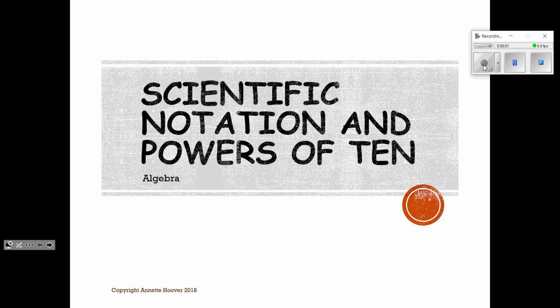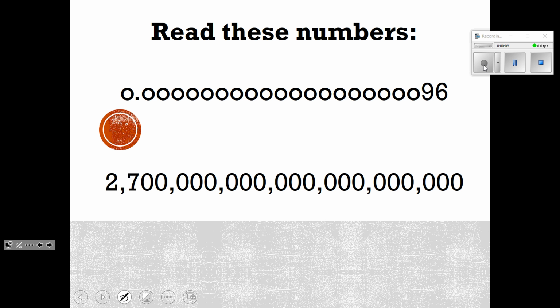Today we're going to be looking at how to write numbers in scientific notation. First, if you look at this slide, you will see a very, very small number and a very, very large number. And if you try to read those, they become very difficult to read. You have to take the time to figure it out and count place value.